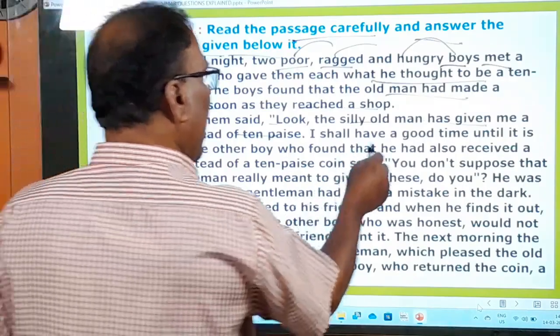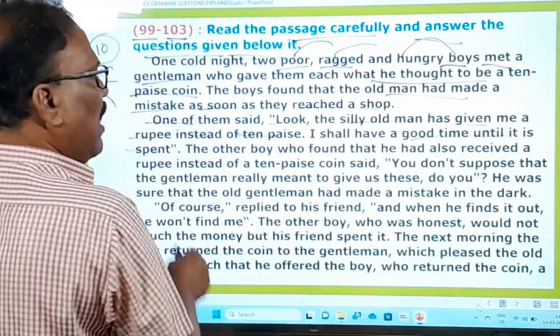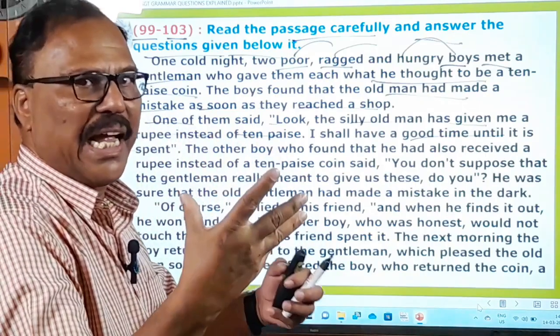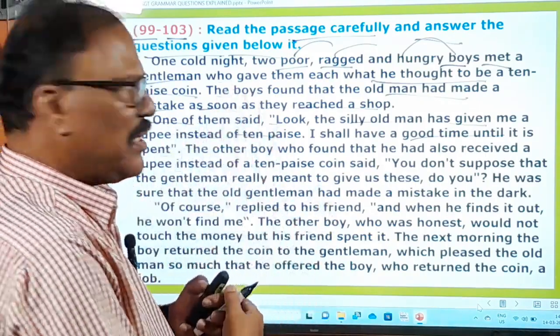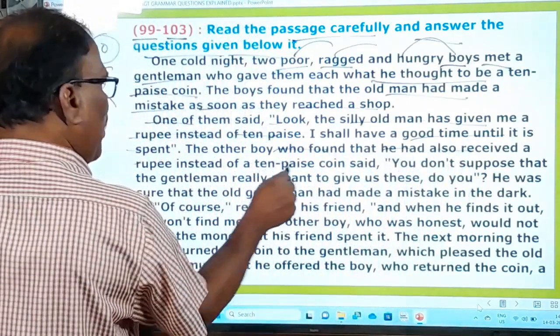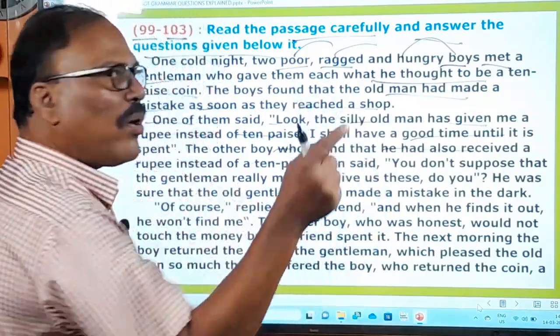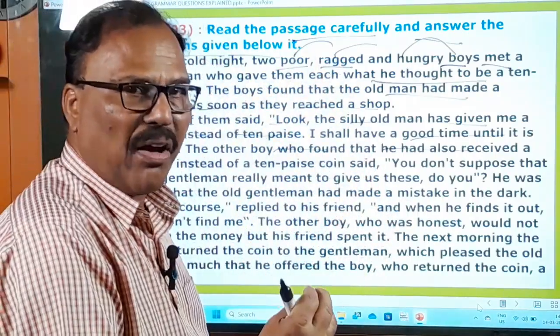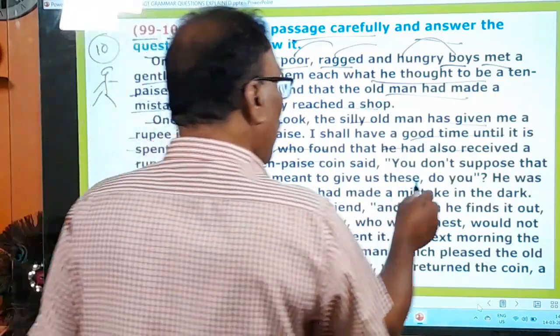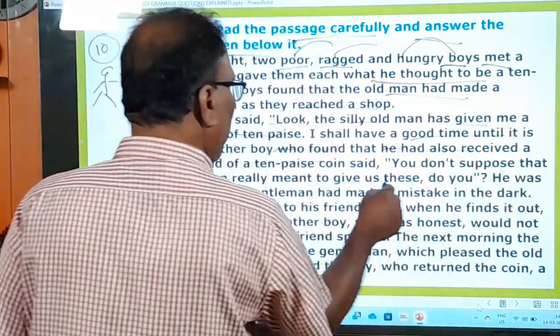He said, "I shall have a good time until it is spent," and I'll spend this 1 rupee lavishly and buy this and that. The other boy, who found that he had also received a rupee instead of a 10 paise coin, said, "You don't suppose that the gentleman really meant to give us this."